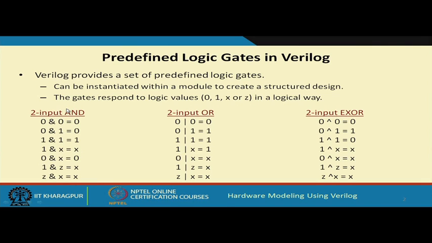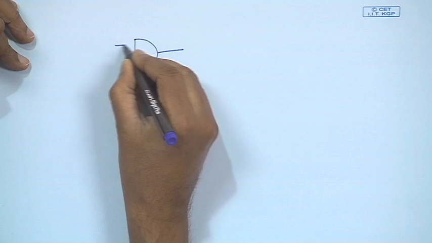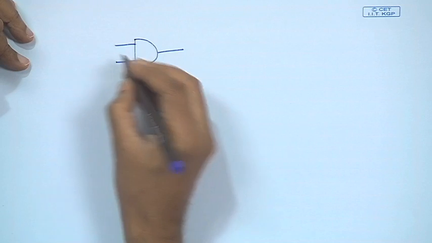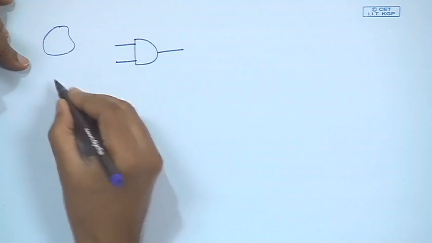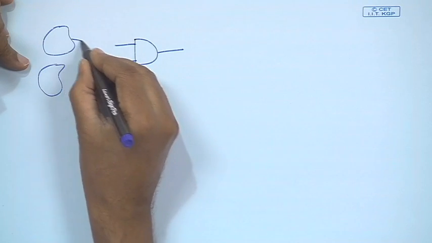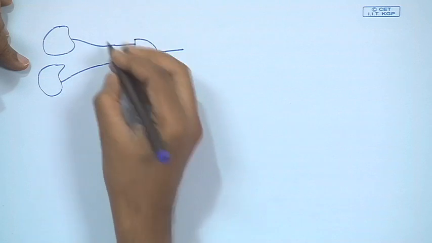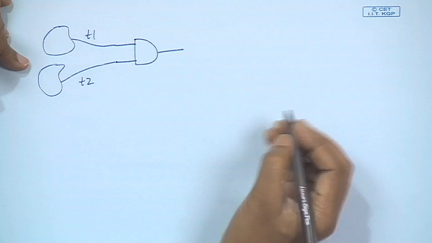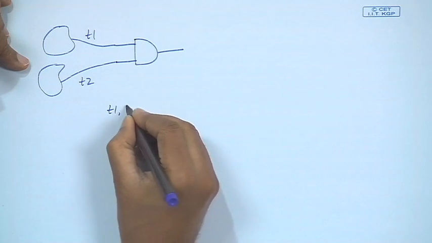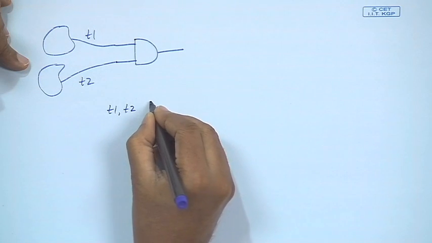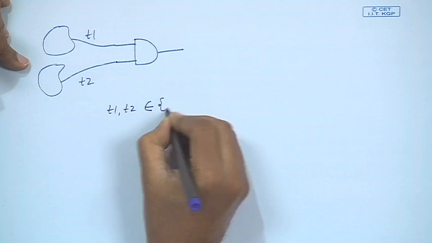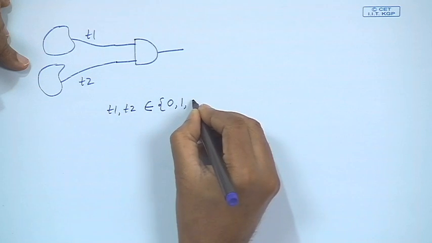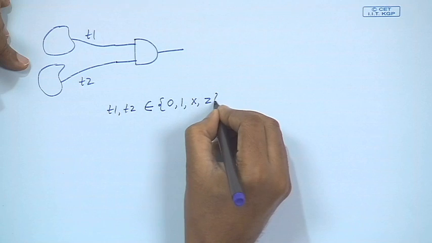Now, when you talk about gates, for example, I use an AND gate. The inputs of the AND gate are coming from say 2 other hardware blocks. Let us call this T1, let us call this T2. Now, this T1 and T2 will belong to the set 0, 1, x or z.